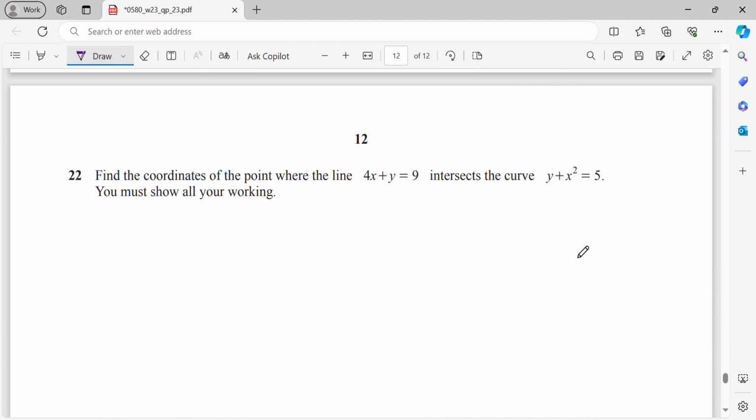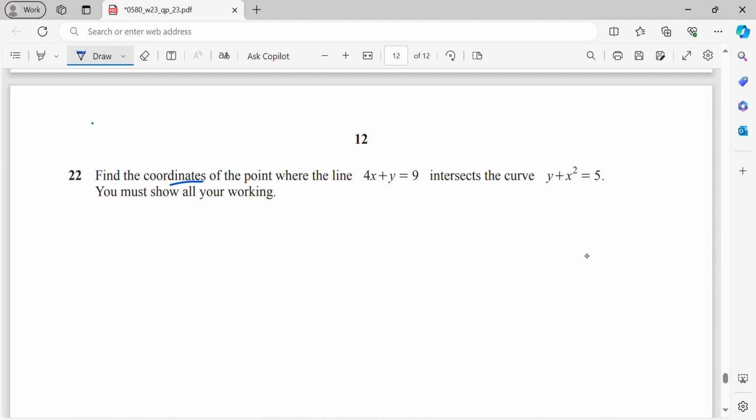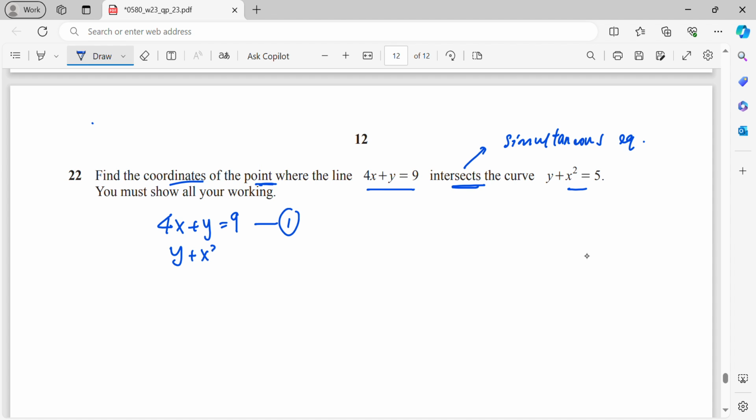So now, next question, number 22. Now find the coordinates of the point, meaning just one point, where the line intersects the curve. You must show all your working. So when you see intersection points, that is a simultaneous equation. So now 4x plus y equals 9 as the first equation. Then y plus x squared equals 5 as the second equation.